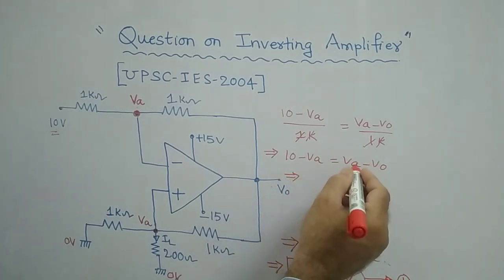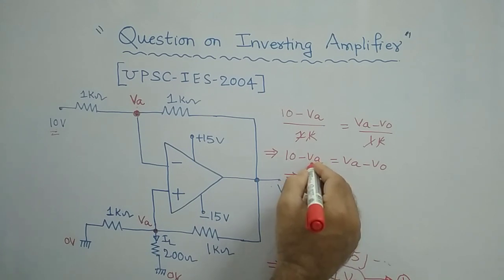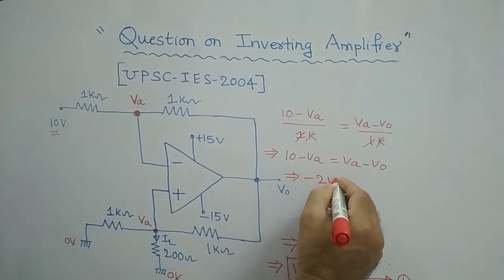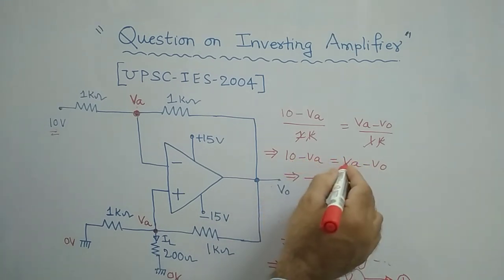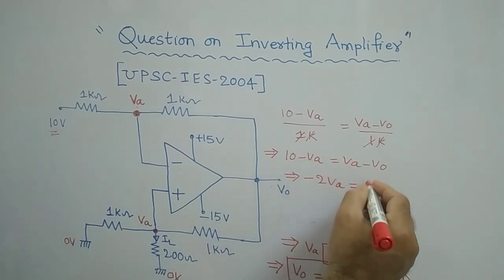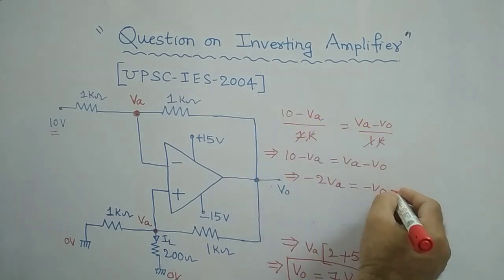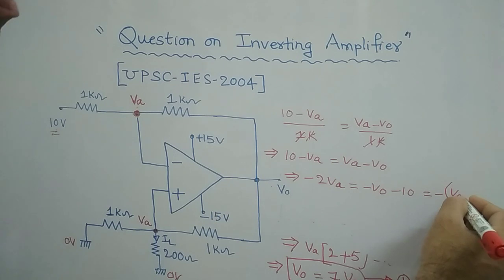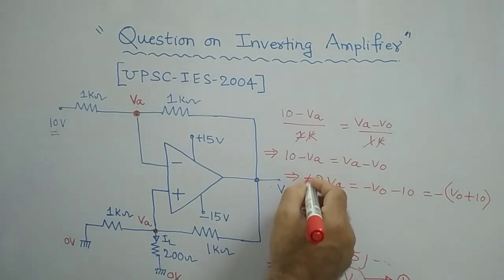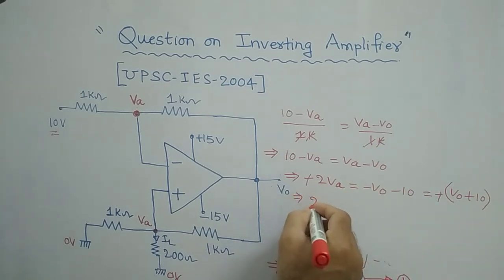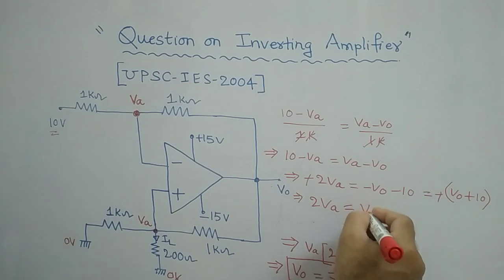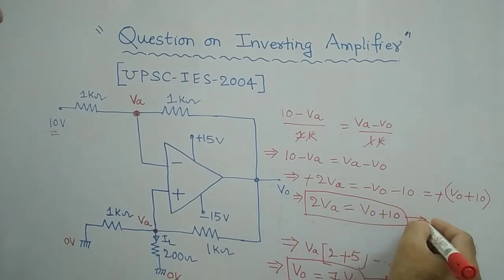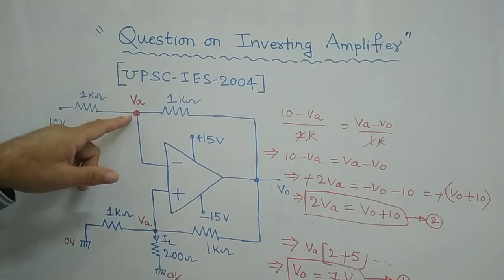From here, if you take this VA to the left side and bring this 10 to the right side, it is minus 2 times VA, because minus VA is already there. Minus VA minus VA is minus 2 VA, equal to minus V naught minus 10. If you take the minus as common, it is V naught plus 10. Both sides' minus can be cancelled, so 2 times VA is equal to V naught plus 10. Clear? This is the second expression from this node, right?